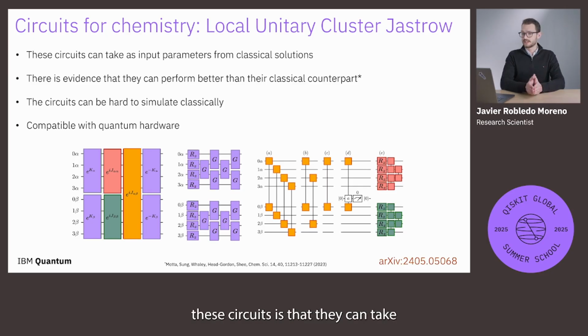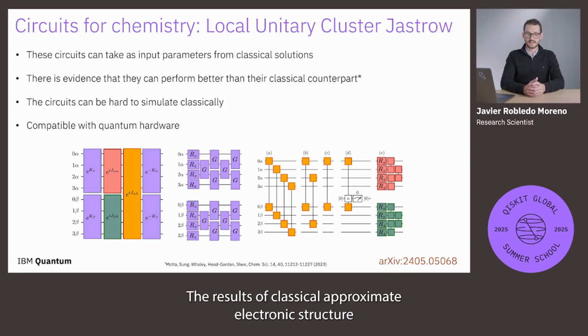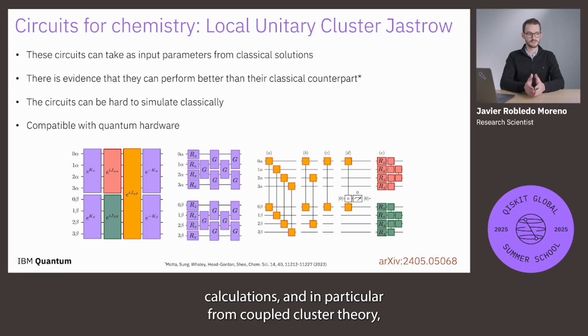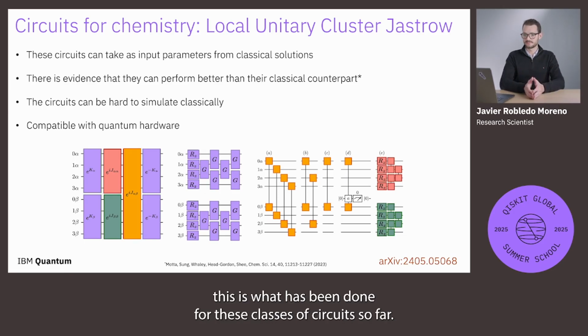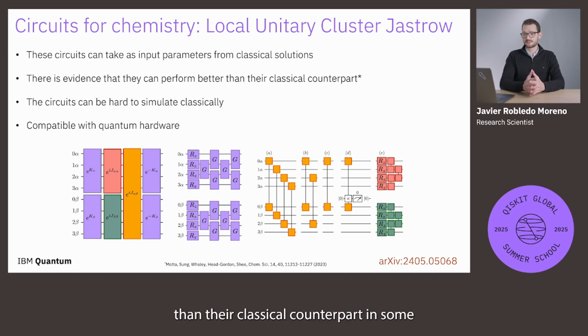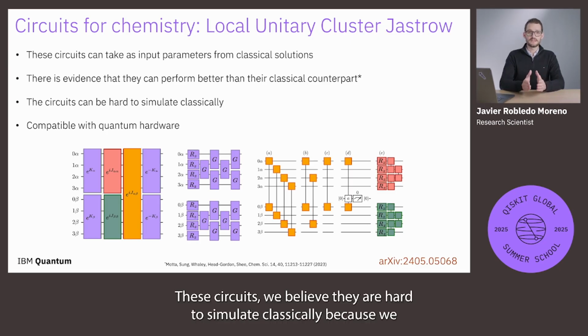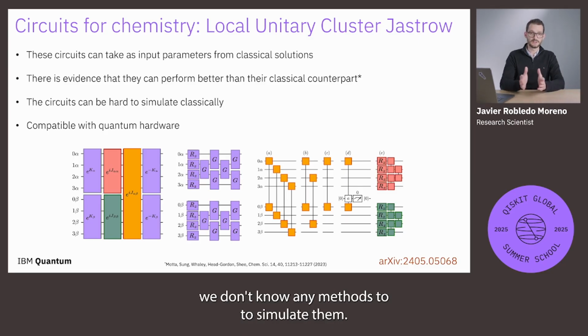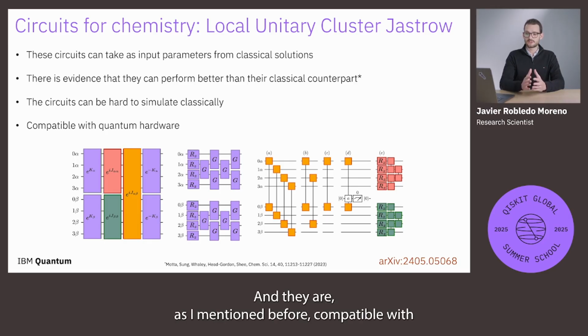Some properties of the circuits are that they can take as input parameters the results of classical approximate electronic structure calculations, and in particular from coupled cluster theory. This is what has been done for these classes of circuits so far. There is evidence that they can perform better than their classical counterpart. In some limits, we believe these circuits are hard to simulate classically because we don't know any methods to simulate them. And they are, as I mentioned before, compatible with quantum hardware connectivity.